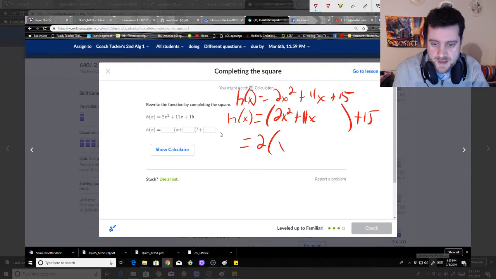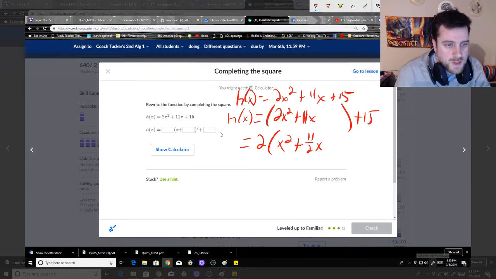So if you pull a 2 out of that, you get x squared plus 11 over 2x. Because if you pull 2 out of 11, in other words, you divide it by 2, right? So you're dividing it by 2.